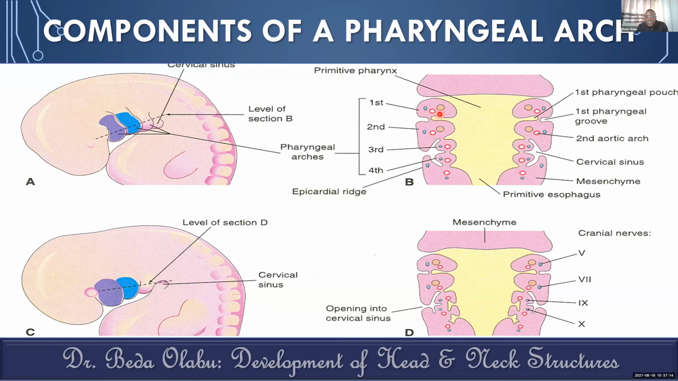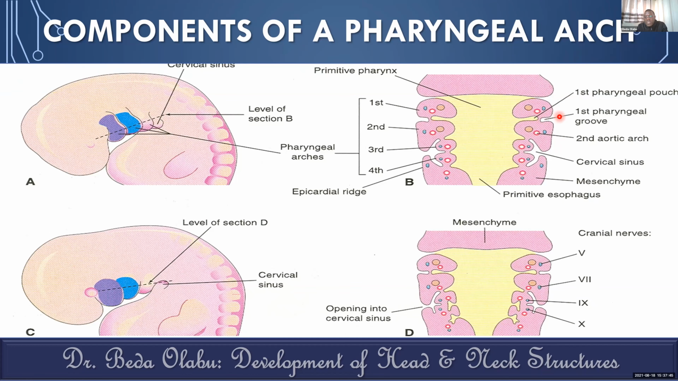Within each pharyngeal arch here, we have a core of mesenchymal tissue. We also have a cartilage bar. We do have a blood vessel, a nerve, and muscular derivatives of each of the pharyngeal arches. And as we can see, between one arch and another one, on the inside, we have a depression, which we call a pharyngeal pouch.